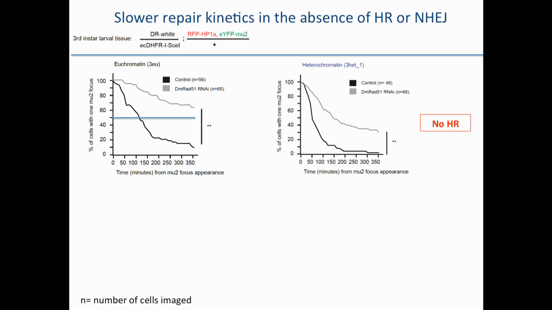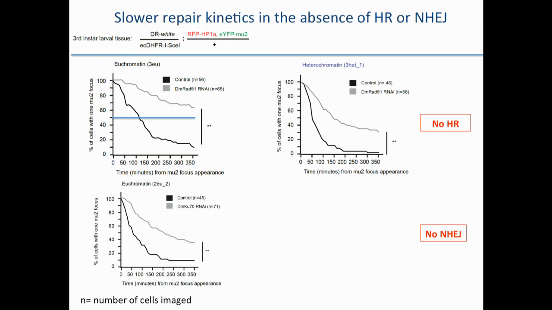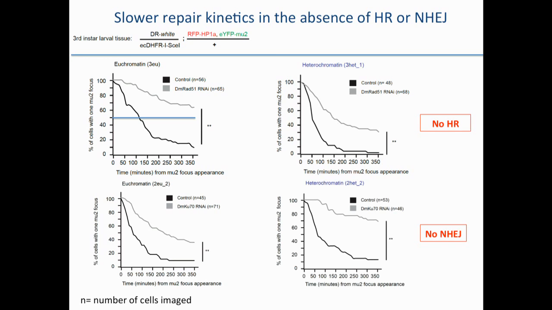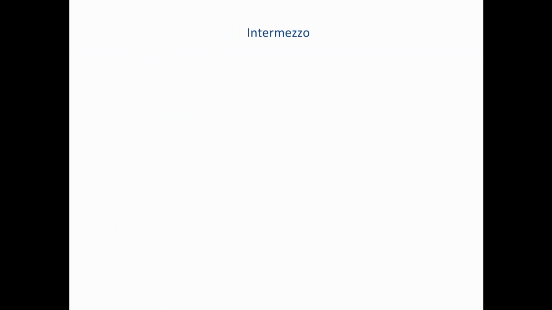And then we can see the same trend in a heterochromatic insertion site when we get rid of RAD51. And then if we get rid of non-homologous end joining in a euchromatic site, again, we can see a shift. So the gray line is the Ku70 RNAi. You can see a delay in the repair. And that's the same trend that we see if we knock down Ku70 in a heterochromatic insertion site. So indeed, recapitulating the role for non-homologous end joining.